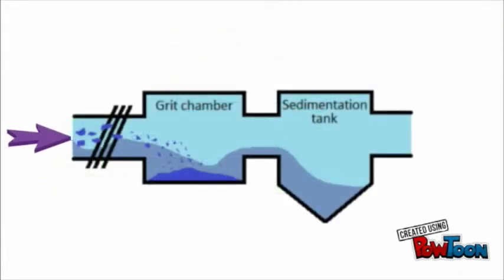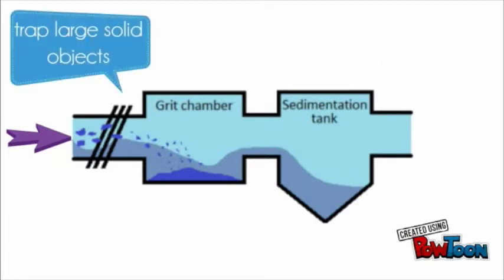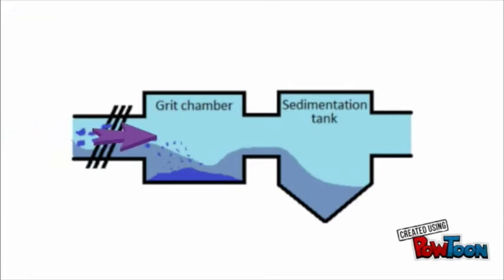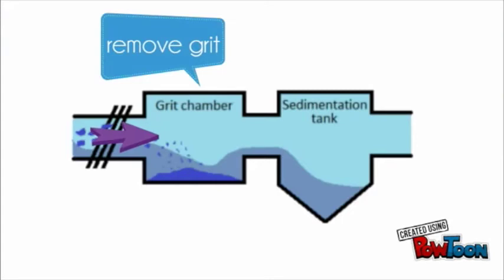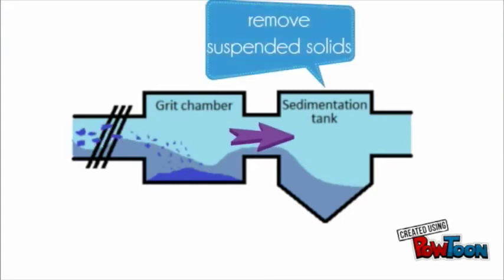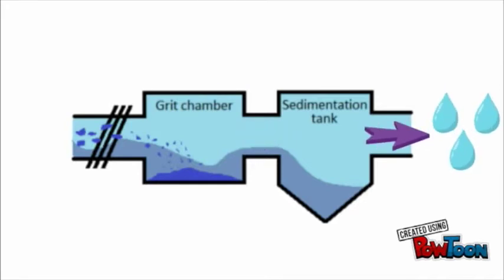It includes screening to trap large solid objects, grit chamber to remove grit, and at least sedimentation by gravity to remove suspended solid. Sedimentation purpose is to reduce the velocity of the incoming wastewater stream, thereby allowing the settleable solids to fall to the bottom of the tank.